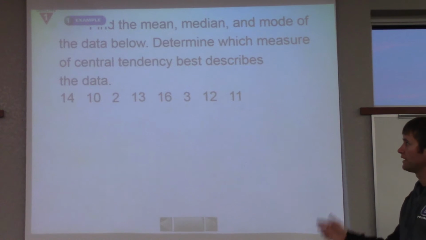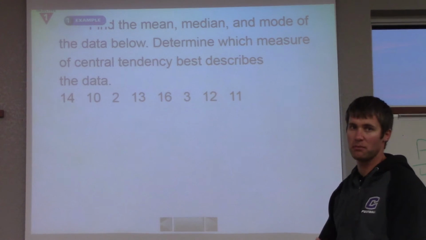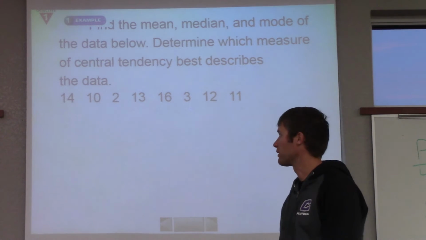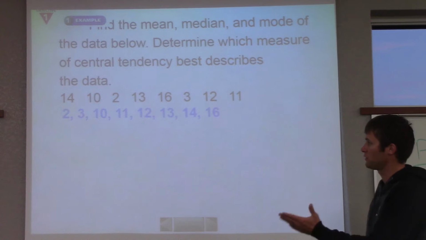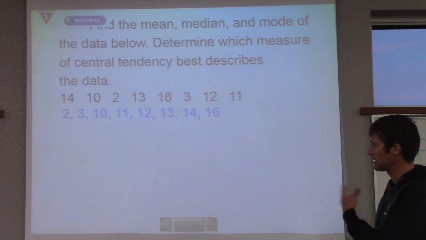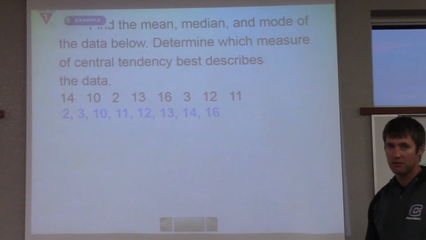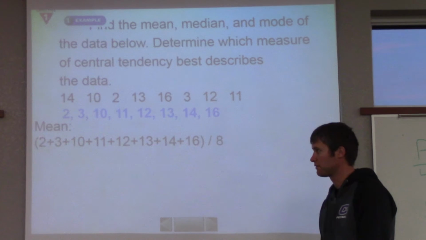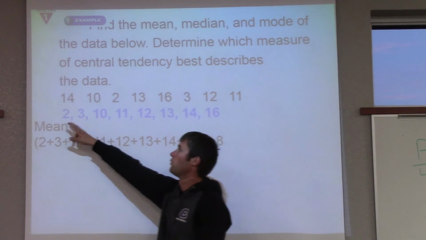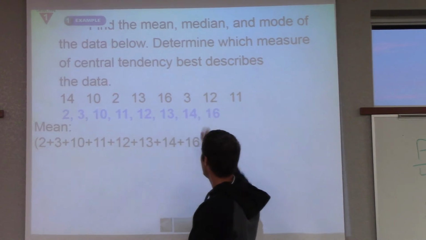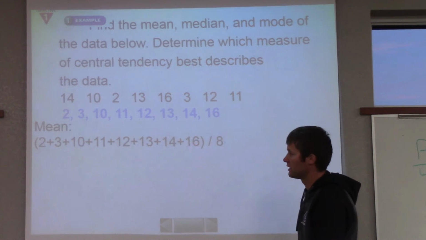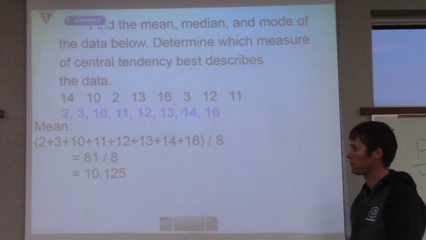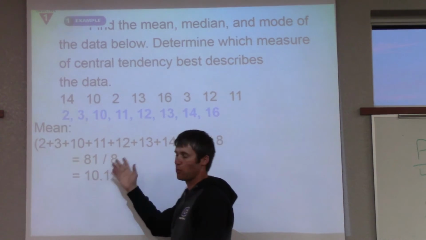So let's go through it. Here's our data set below. Determine the measures of central tendency. So we're going to find mean, median, and mode, and also the range as well. First thing we'll do is put it in order from least to greatest. So we can see 2, 3, 10, 11, 12, 13, 14, 16. Then we find the average. So we add them all together and divide by the count, which is 1, 2, 3, 4, 5, 6, 7, 8. There's 8 numbers, so I divide by 8. Add them all together, divide by 8, gives me 81.8, which is about 10.1, and that would work.